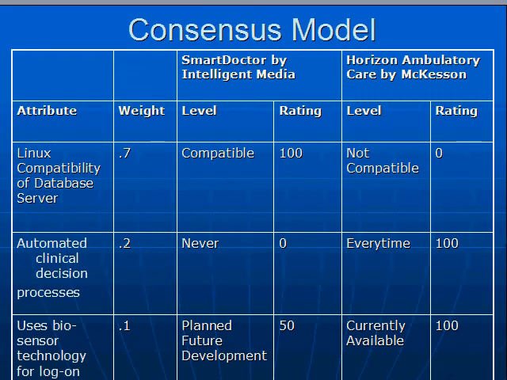Following individual interviews, both experts were invited to participate in a face-to-face meeting to discuss vendor selection. The 2 vendors who were being considered were Smart Doctor by Intelligent Media and Horizon Ambulatory Care by McKesson. Both experts agreed that Linux compatibility was extremely important because they were already using Linux and did not want to switch. They agreed that a weight of 0.7 should be assigned to compatibility. They also agreed that having automated clinical decision processes would be a desirable attribute and weighted it at 0.2.